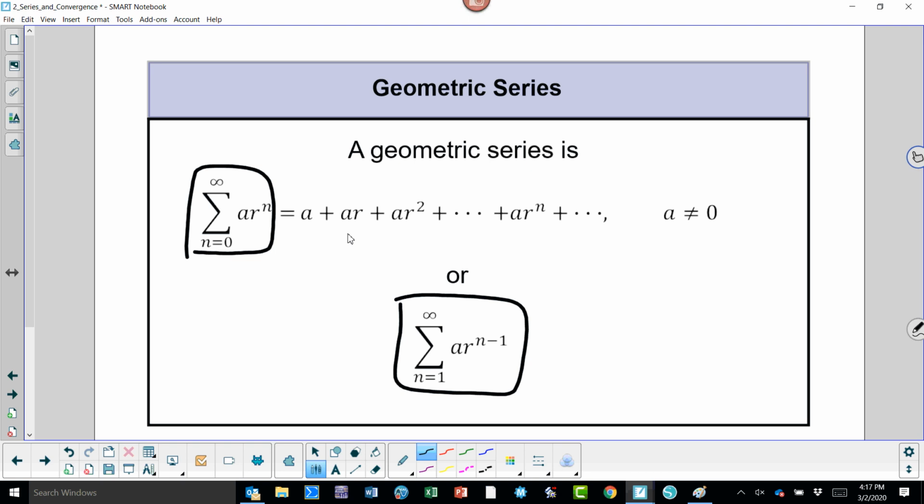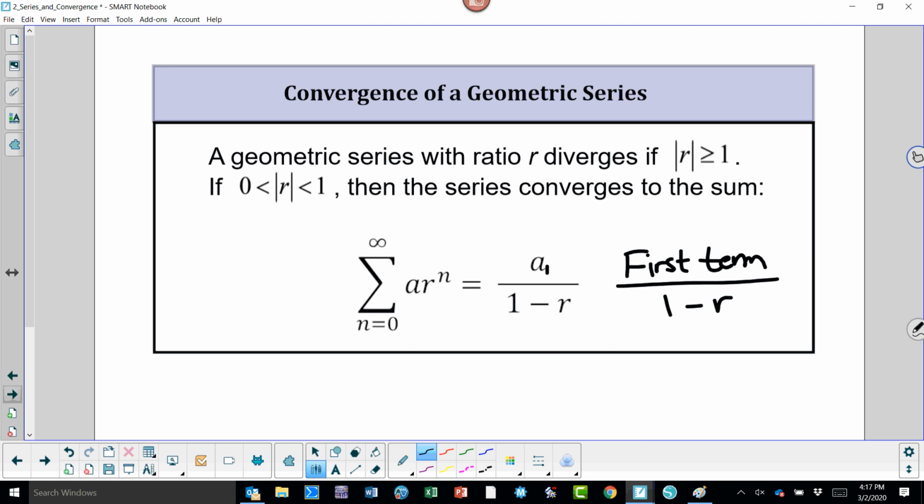But either way, there's an a, which is some constant, which could be a 1, so you wouldn't be able to see it, and then r, and r is the ratio that we're multiplying by to go term to term. And then because it's a series, we're adding them up. Okay, so this is the sum of the series.